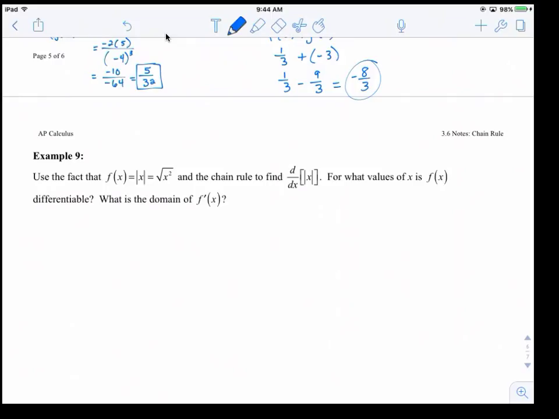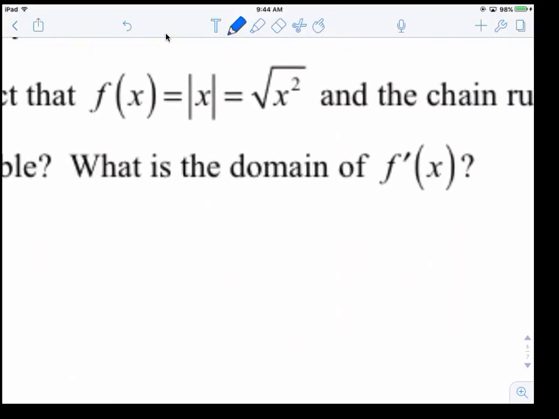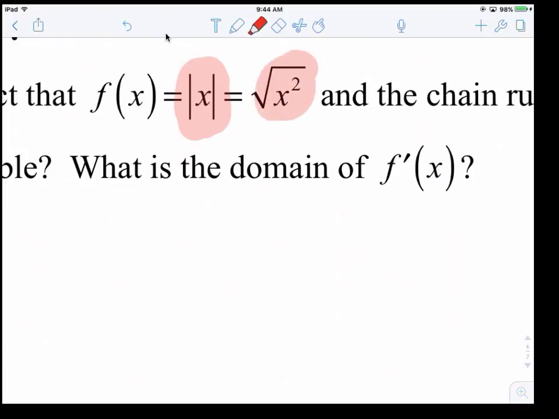All right, last one. So it says use the fact that f of x equals the absolute value of x, which is equal to the square root of x squared, and the chain rule to find the derivative of the absolute value of x. For what values of x is f of x differentiable? What's the domain? Okay. So what I'm saying is that the absolute value of x is the same thing as the square root of x squared. So if you ever see a question that's asking you to find the derivative of absolute value, you can substitute that in with the square root of x squared.